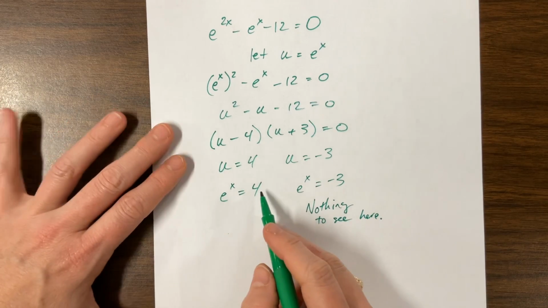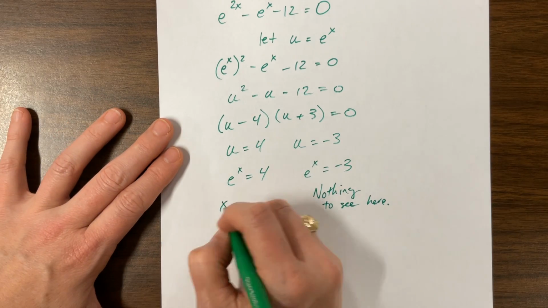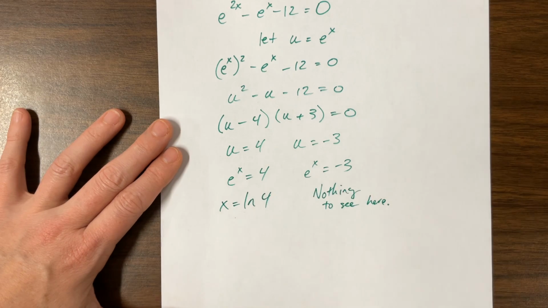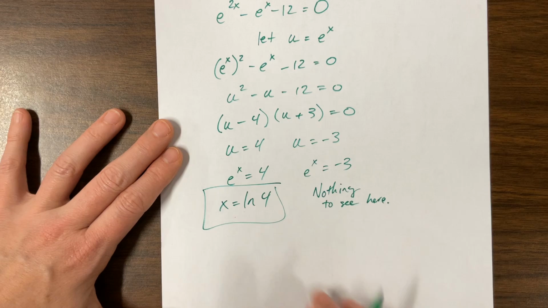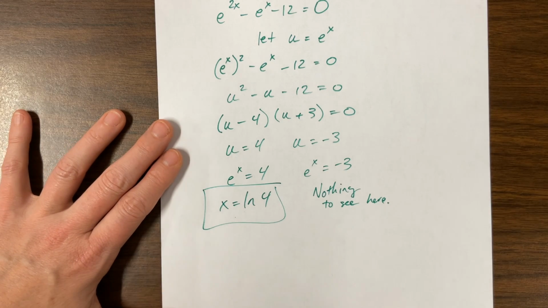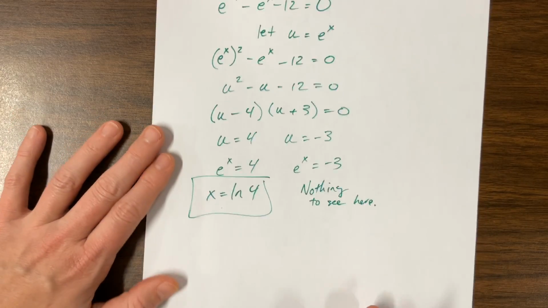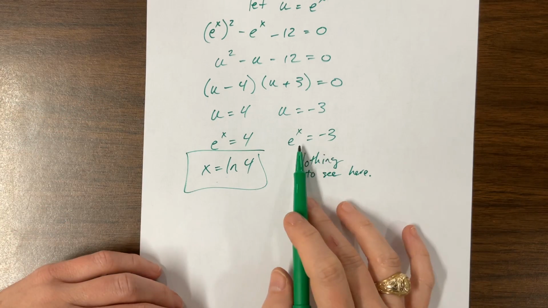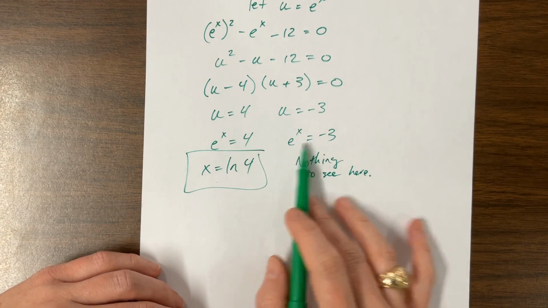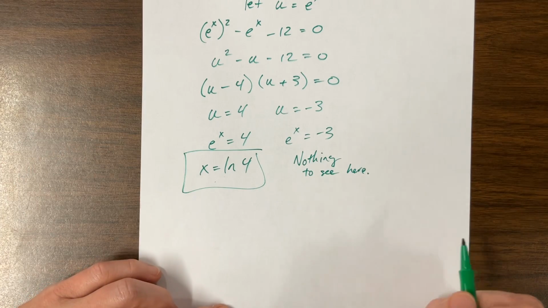And on this one, if e to the x equals 4, then we would say x equals the natural log of 4. We can verify this is e to the x equals 4. And that is in the domain, because the domain of the original function was all reals. You just can't find a value here. You can't take the natural log of negative 3.